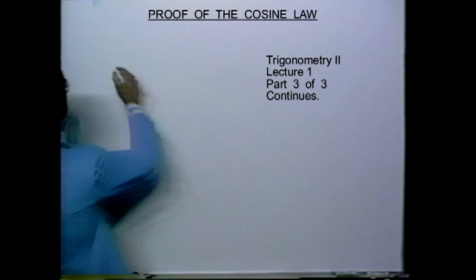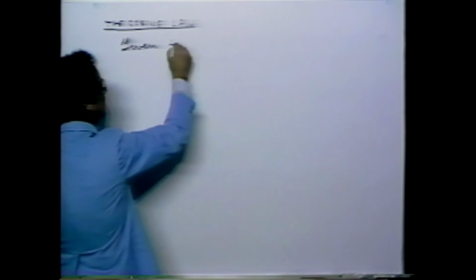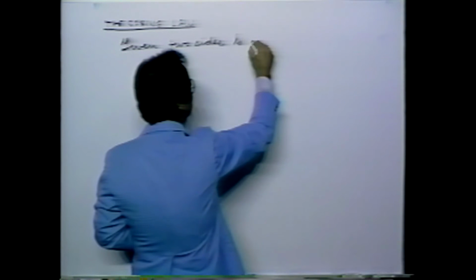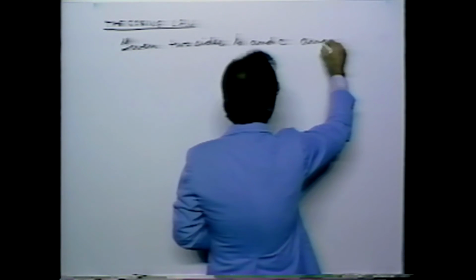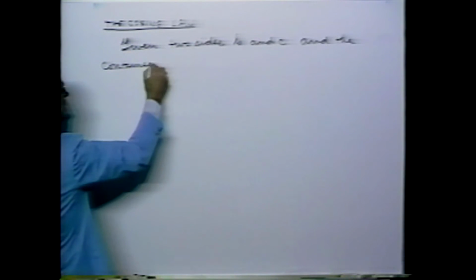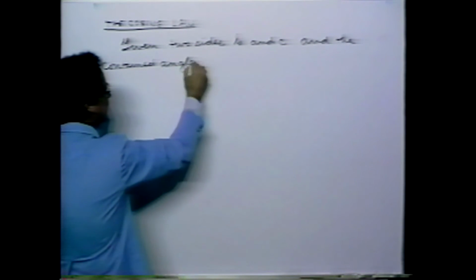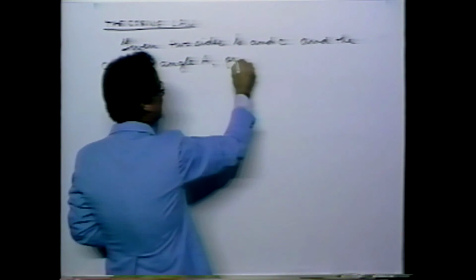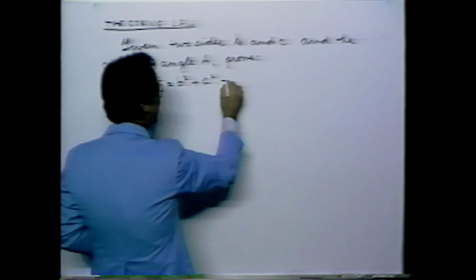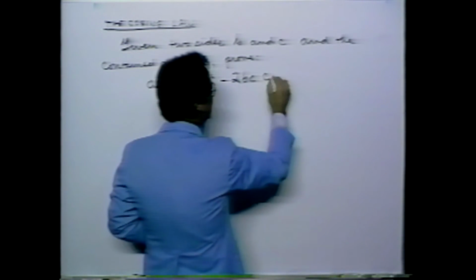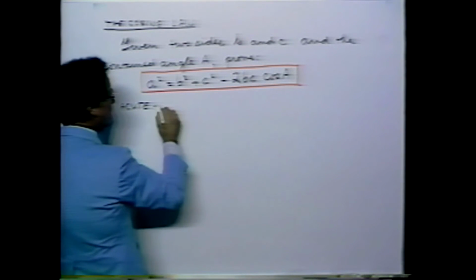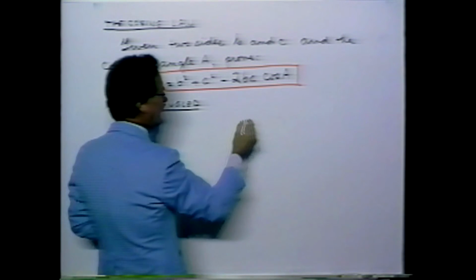The cosine law. Given two sides, B and C, and the contained angle A, prove A squared equals B squared plus C squared minus 2BC cos A. Acute angled and obtuse angled.